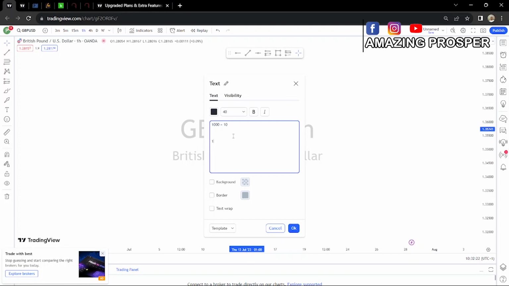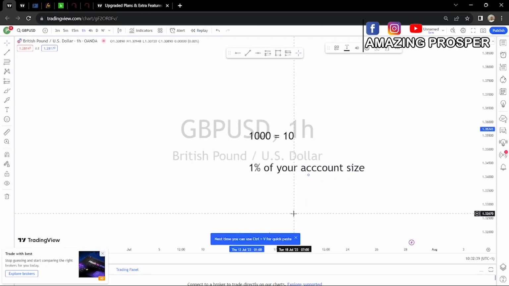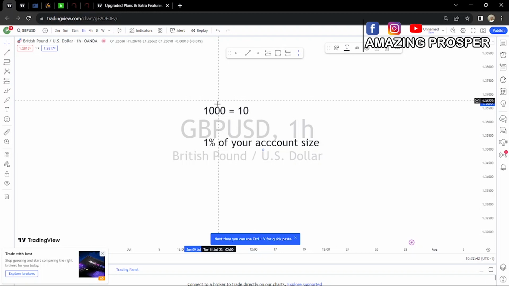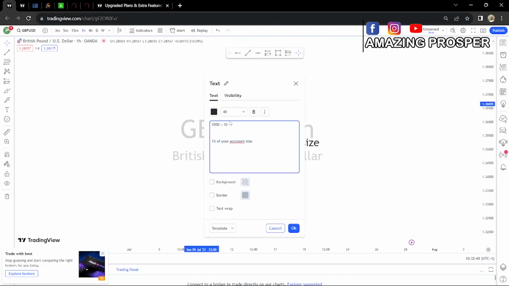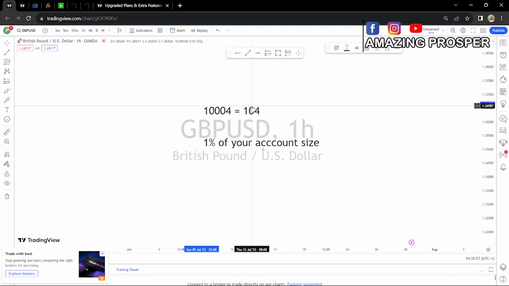1% of your account size on each trade. So you have $1,000 and you are risking $10. I need to put the dollar mark on them. It doesn't really matter that much, but let's make it clean.